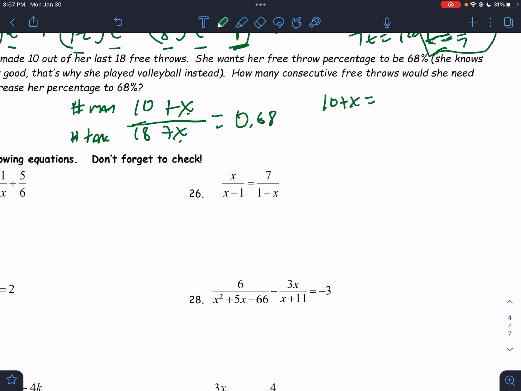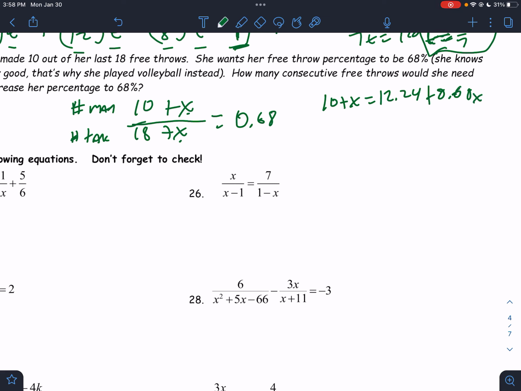68% of 18, huh? That's what they're doing to us? 680. I'm going to get a calculator. 68% of 18. I don't know. Okay. It's 12.24 plus 0.68x.